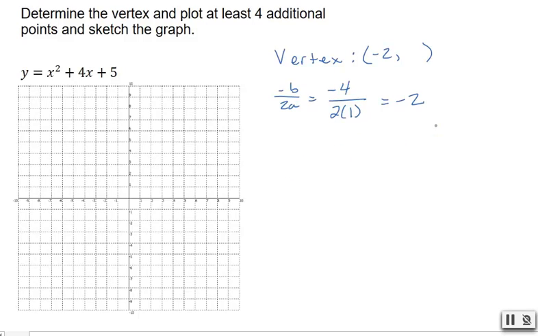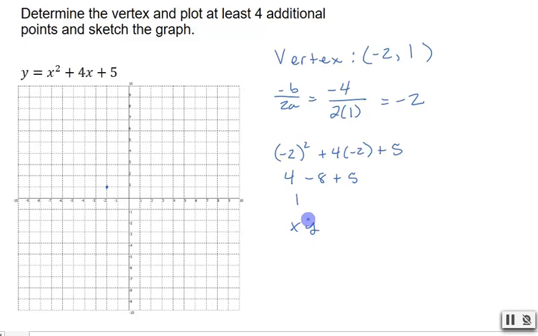And then we're going to put that x value of negative 2 back into the equation to find the y. So negative 2 squared, make sure you put parentheses around the entire negative 2, plus 4 times negative 2 plus 5. That's going to be 4 minus 8 plus 5, which is a positive 1. So my vertex is negative 2, 1.